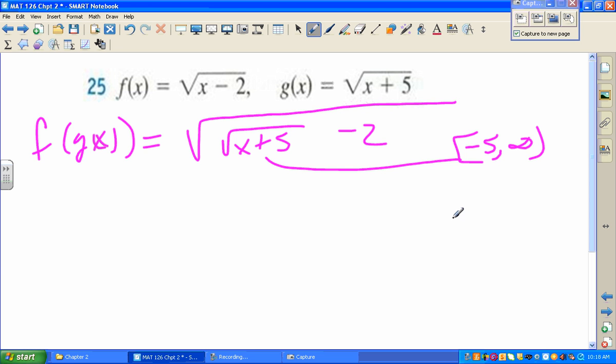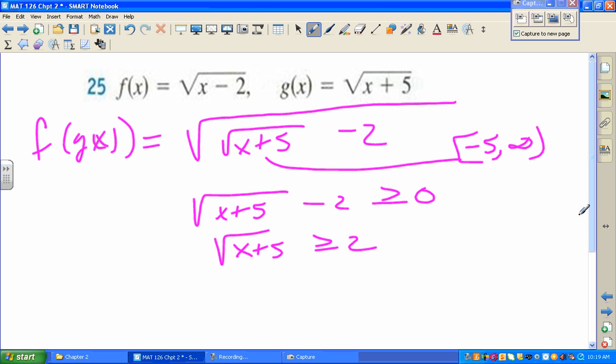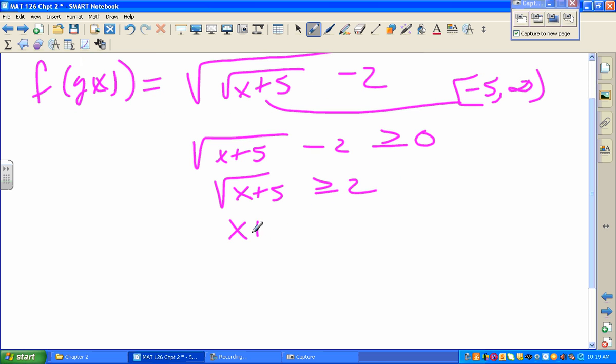Square root of 0, 1, 6, negative 4, negative 3. Yeah, it works. All right, then this has to be greater than or equal to 0. Square root of x plus 5 greater than or equal to 2. Square both sides: x plus 5 greater than or equal to 4. So x is greater than or equal to negative 1. I'm not sure. I don't remember squaring inequalities being as easy as I'm doing it. It seems like there should be a little bit of a thought process before you just square it.